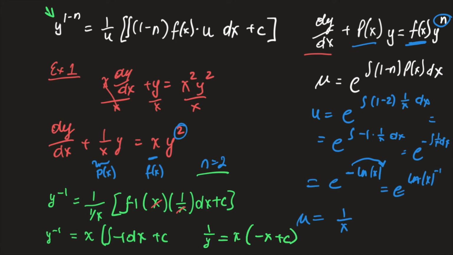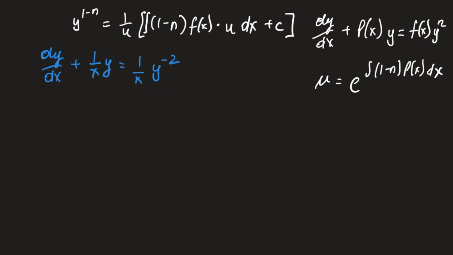And if we simplify this a little more, we have 1 over y equals, distributing through, negative x squared plus cx. And that is my final answer. Unless, of course, you felt compelled to write this as y equals, in which case it would just be a reciprocal, or y is equal to 1 over negative x squared plus cx.